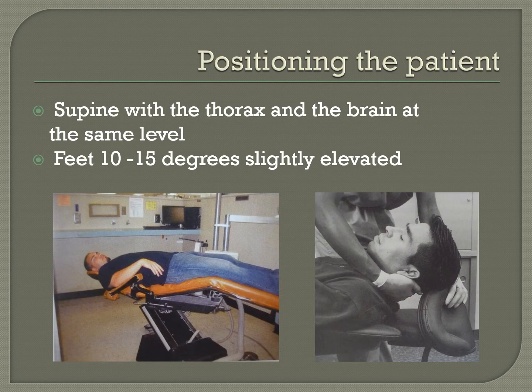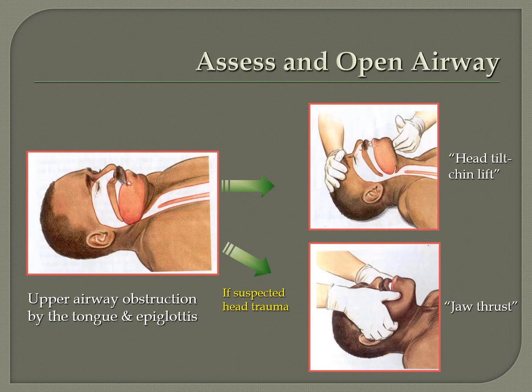Then the position of the patient is very important. Supine, with the thorax and brain at the same level, and the feet slightly elevated by 10 to 15 degrees. That means you never bend the legs completely. Raise the feet, and only then will blood flow back to the brain. Then assess and open the airway. In an unconscious patient, the tongue will fall back and obstruct the airway, so there is upper airway obstruction by the tongue and the epiglottis. If there is trauma to the neck region, don't bend the neck, as that will lead to damage. So head tilt and chin lift is the most common method.